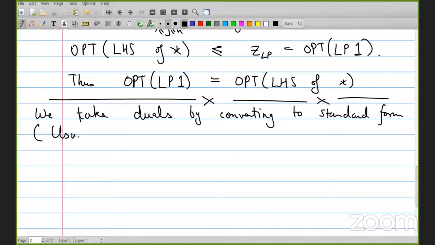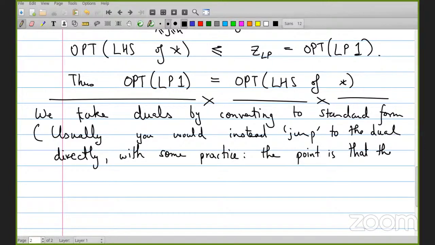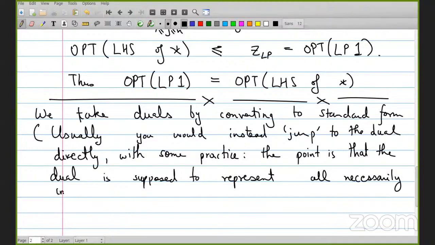The whole goal is, usually you would not do this, but usually you would instead jump to the dual directly with some practice. The point is, the dual is supposed to, so this is the thing to remember, represent valid linear combinations, so sort of all necessarily implied linear combinations.